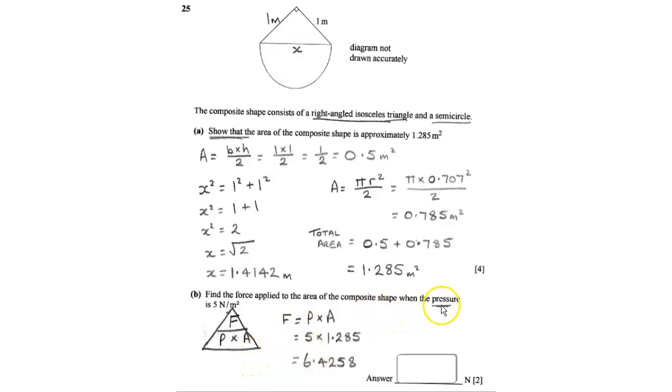So we've got pressure, it tells you in the question, it is 5 newtons per metre squared, which is 5 here. And the area of the composite shape is 1.285 metres squared. So we work that one out and we times them together to get 6.4258, and that should be in newtons.